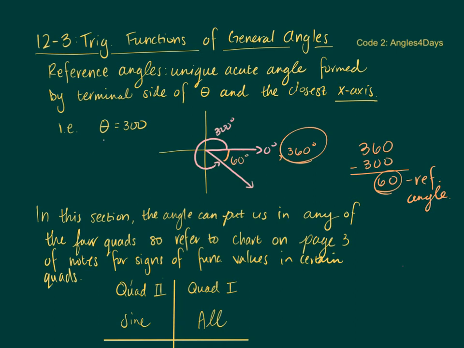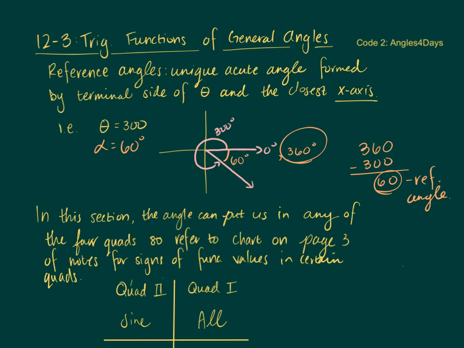And that's usually written as alpha in your book, the angle alpha, okay? So, if you notice, my reference angle wasn't the distance between the terminal side and the y-axis. It's the terminal side and the x-axis, okay?